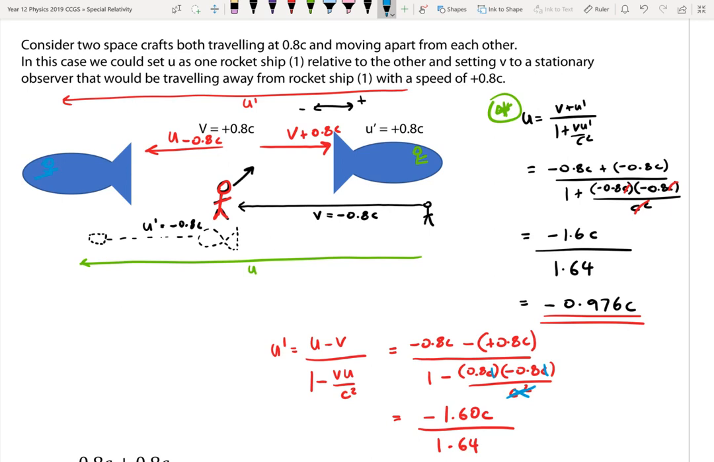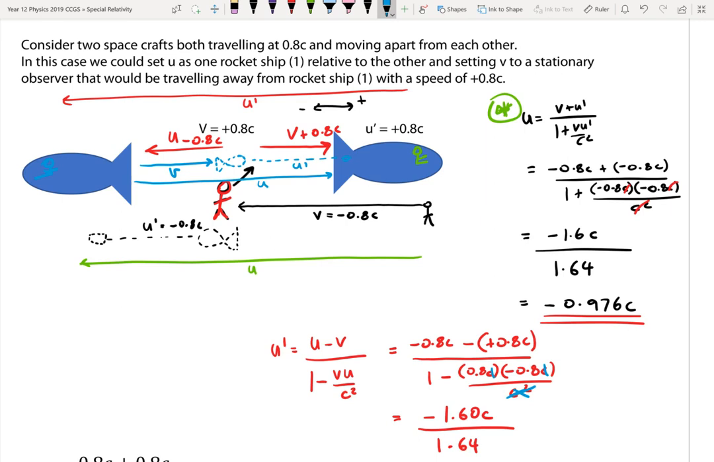In which case, he measures V of the imaginary spaceship, which is the person, to be... You see I've got reds and blacks and blues all over the place now, so hopefully it doesn't get confusing. I'll just write V there. And then he is firing the imaginary missile, which is U prime, and then he wants to observe U, the speed. So it's like saying, from the perspective of the dude in the left spaceship, what speed is the right spaceship travelling away from him?